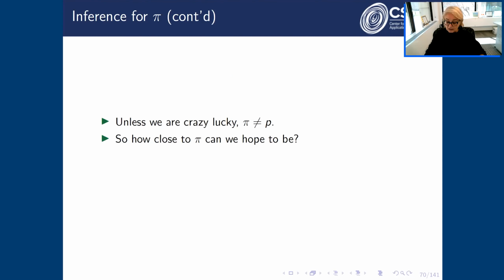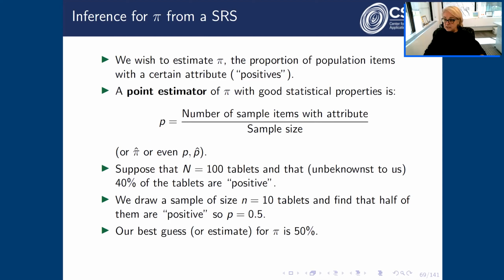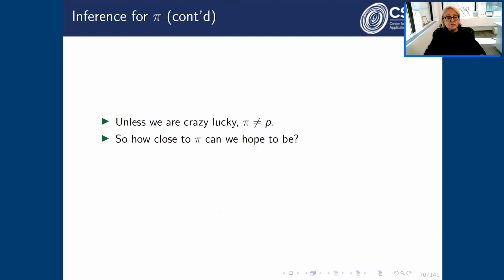So obviously, 50% is not the same as 40%. So in this case, p is not equal to pi. And the truth of the story is that unless you are crazy lucky, in general, p is not going to be the same as pi. And so the question is, how do we know if p is any good? Is it even a good guess for pi? How close can we hope p is going to be to pi?